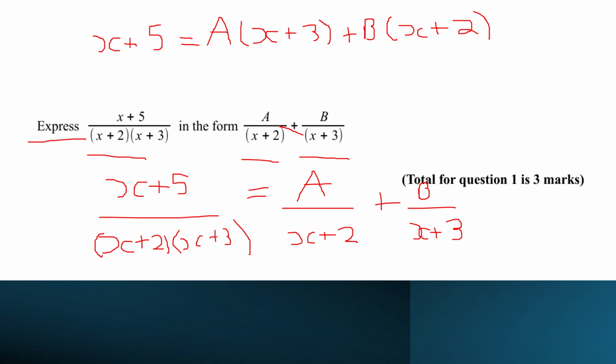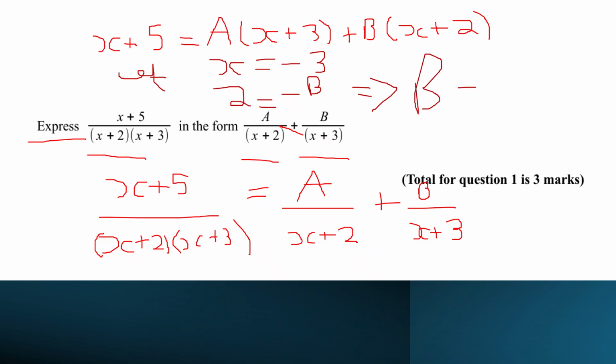Now, what's next? Well, I'm going to let x equal minus 3 to work out a value for b, because when x is minus 3, this obviously goes to 0. So I get minus 3 plus 5, which is 2, is equal to b times (minus 2 plus 3), so that's going to be minus 1. So you have 2 equals minus b. Therefore, b is equal to minus 2. Flip the sign on both sides.